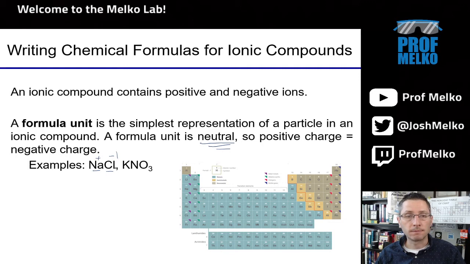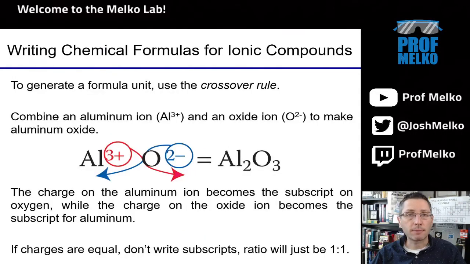We also have something like potassium nitrate. This is a ternary ionic compound, which has a polyatomic NO3 -1 being balanced by a potassium +1. So these are what chemical formulas look like for ionic compounds. How do we come up with them?